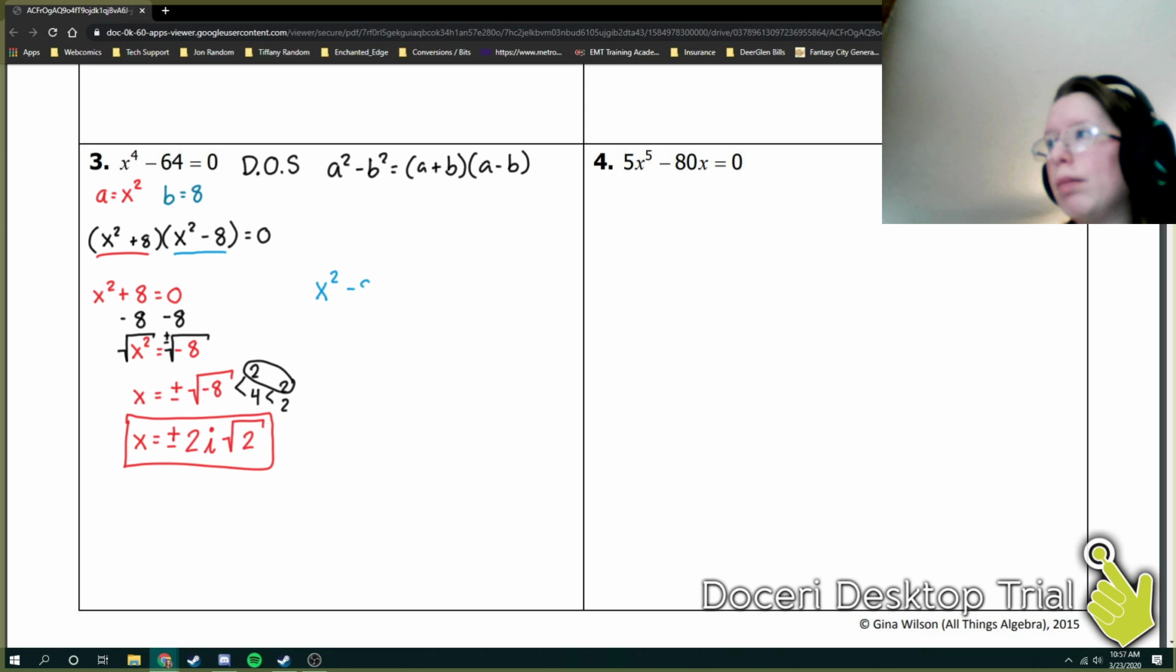X squared minus 8 equals 0 is our other factor. I'm going to solve this for x. Take the square root.